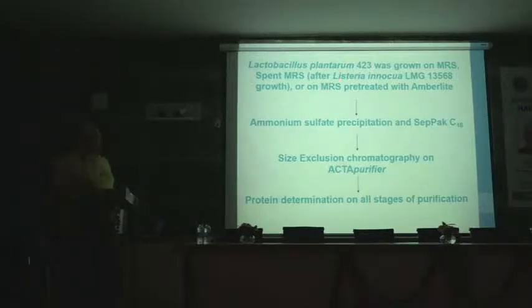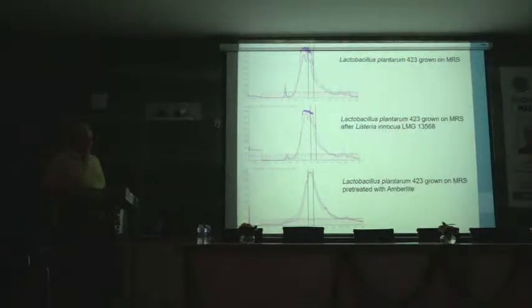So we were using MRS. We grew Listeria first in the MRS, then we killed this Listeria, and then we used this same spent media to grow our strain. But now we have the induction factor inside the media, and we presumed that more bacteriocin would be produced. Then we did the ammonium sulfate precipitation, then the size exclusion chromatography, and we were detecting. So in the first figure, you have Lactobacillus plantarum growing in normal MRS. This is the profile on the size exclusion.